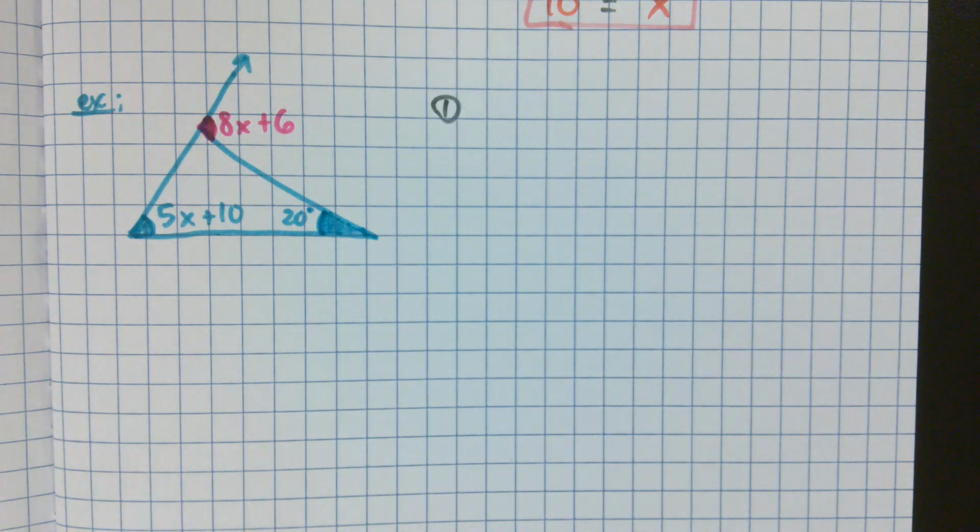Yeah, 20 degrees on the bottom right. Got 5x plus 10 on the bottom left. And my 8x plus 6 in red, purple, whatever it is. Thank you.